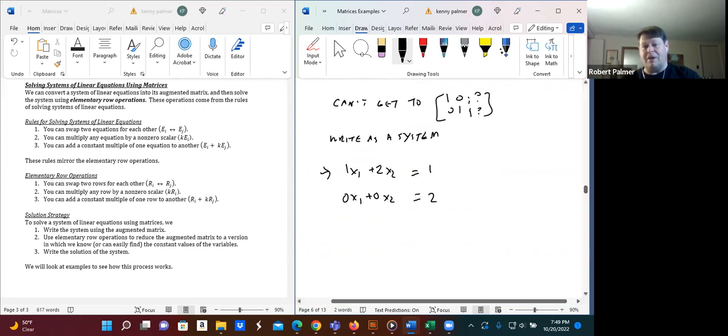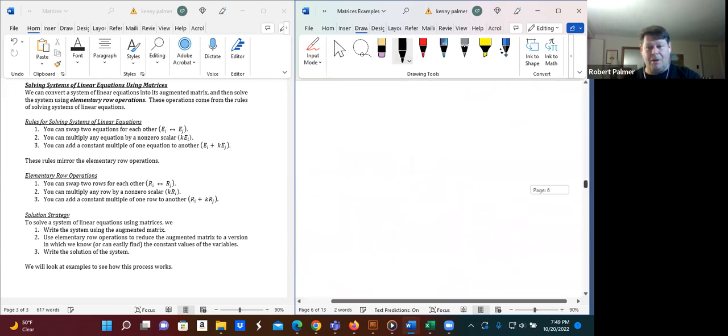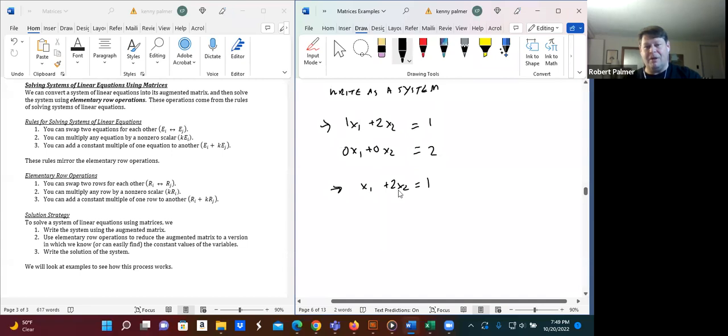Now, if we simplify that, what we have is just x1 plus 2x2 is equal to 1, which is basically what we started with. But now, if you notice over here, of course, these are all 0. So now we have 0 is equal to 2. Now, this, of course, is a false statement. It's not true. Obviously, 0 is not equal to 2. If you notice, all my variables here are gone on this equation. So there's no value of x or y I can plug in that will make this true.